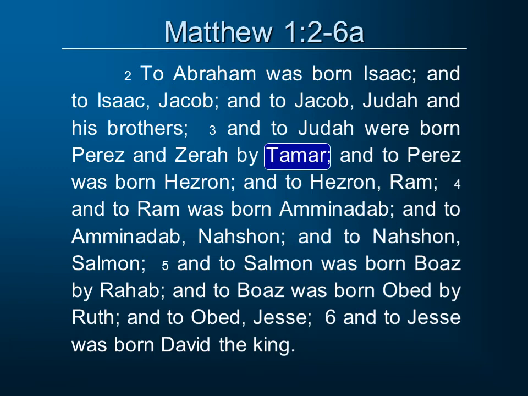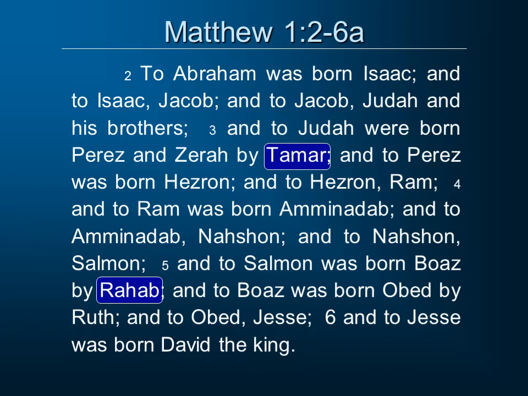And then the genealogy goes on. And to Perez was born Hezron, and to Hezron Ram, and to Ram was born Aminadab, and to Aminadab Nahashon, and to Nahashon Salmon, and to Salmon was born Boaz by Rahab. And again there's a woman mentioned. And again, she's not Jewish. She's actually a Gentile. Remember, Rahab was a Canaanite prostitute who nevertheless aligned herself with the people of God. And now we find out she married into the family of the covenant people and became one of the ancestors of King David.